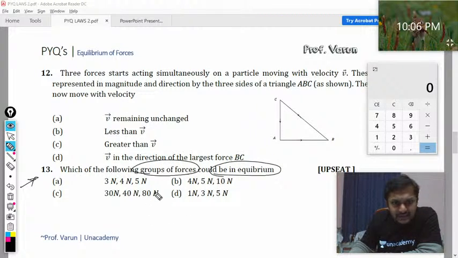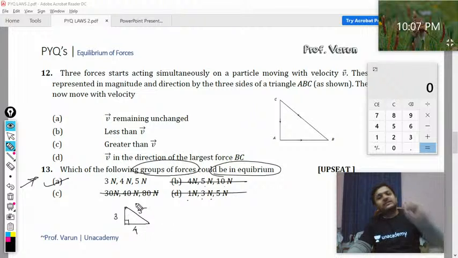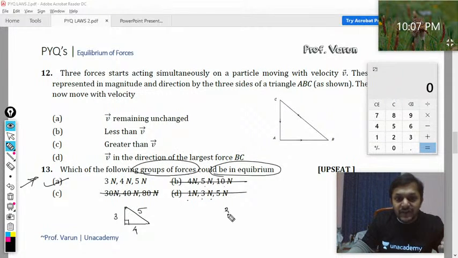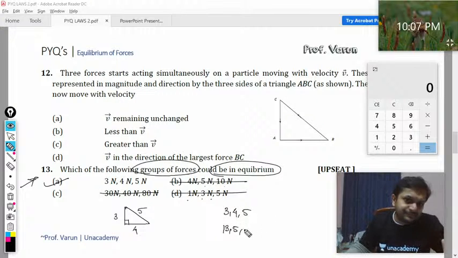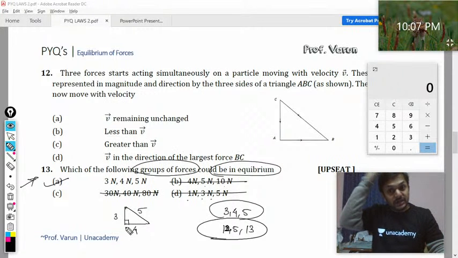So can this be the answer? No. Can this be the answer? No. 5 plus 4 is 9, which is less than 10. So 3, 4 and 5 is the correct answer. This will be 3, this will be 4, and this will be 5. And we know that this is a Pythagorean triplet. It is really very important for us to remember these Pythagorean triplets. There is one more, 12, 5 and 13. These are the two very important Pythagorean triplets which you must remember.